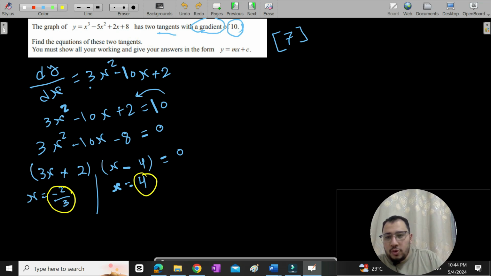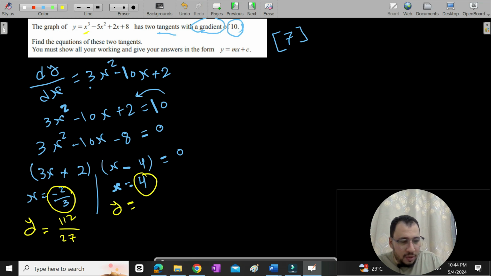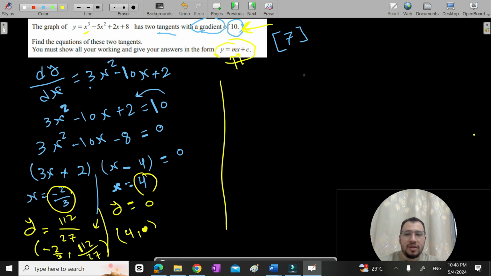So when you substitute x with negative 2 over 3, here y will be equal to 112 over 27. It's simple substitution. You substitute x here, here, and there with negative 2 over 3. And when I substituted x with 4, y equals 0. Now we got the 2 points. Now what should we do? We should get the equations of the two tangents. He's asking us here to get the equations of the two tangents.